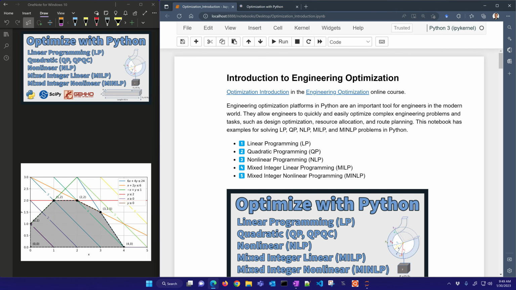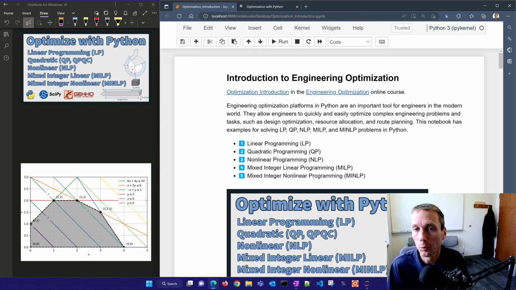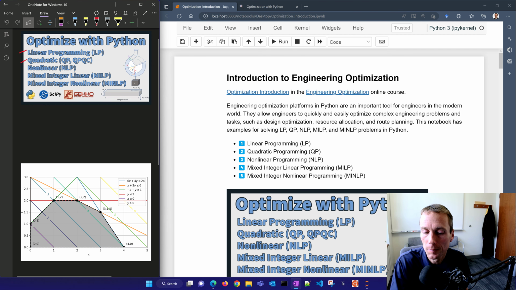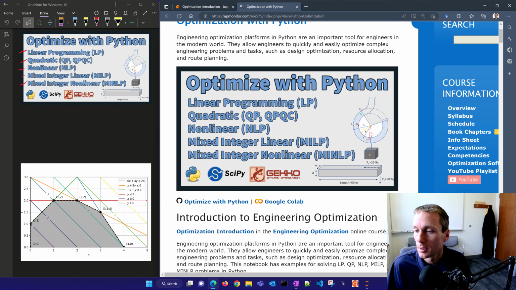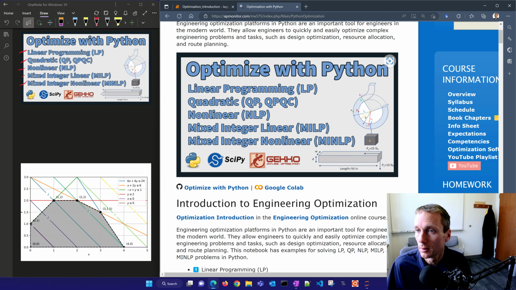Engineering optimization platforms are an important tool for any engineer. Now, we're going to work today on solving linear programming, quadratic, nonlinear, mixed integer linear programming, and mixed integer nonlinear programming in Python, both with SciPy and also with the Gekko package. So we're going to go through some simple examples and then also let you try it out on some of these exercises that are right here.